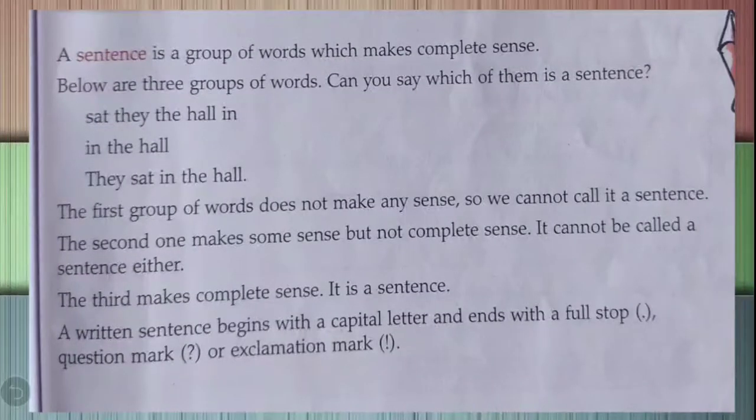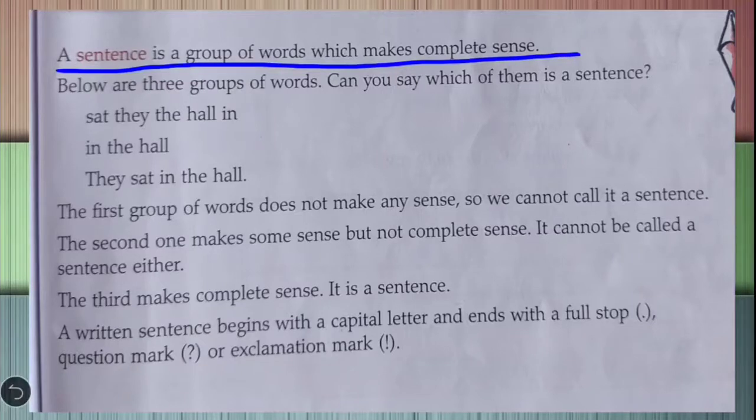First of all, here is written the definition of a sentence. A sentence is a group of words which makes complete sense, which we have already learned in earlier chapters. So students, a sentence is a group of words which tells the complete sense. We can understand what this sentence actually wants to say. Below are three groups of words. Can you say which of them is a sentence?